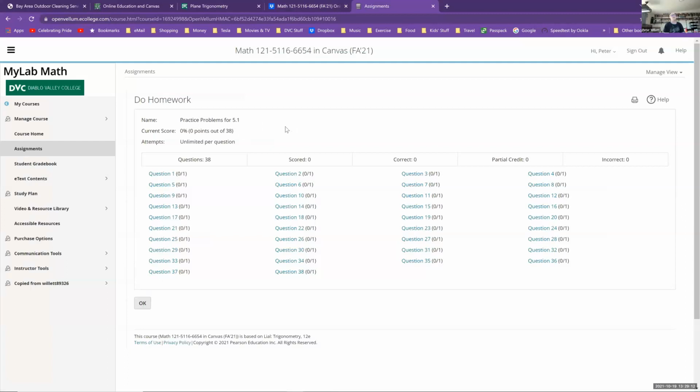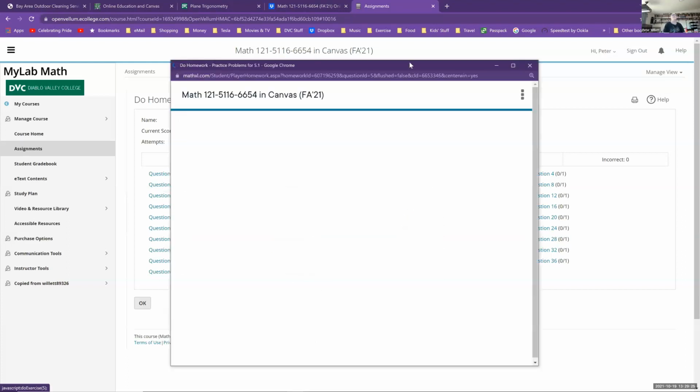So here are practice problems for the first section of chapter 5. So maybe there's 38 of them again, but these are just the practice ones. These don't count toward your grade, but let's see if we could start doing some of these. Maybe grab number 5 here and see what it says.